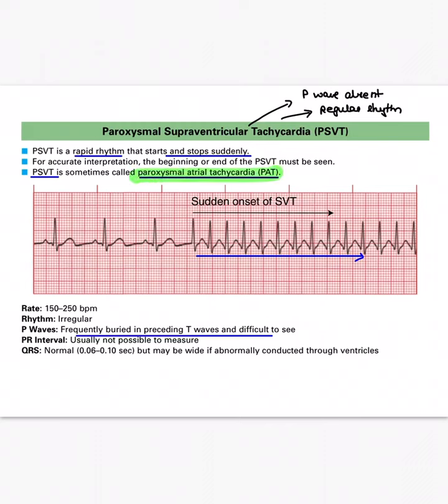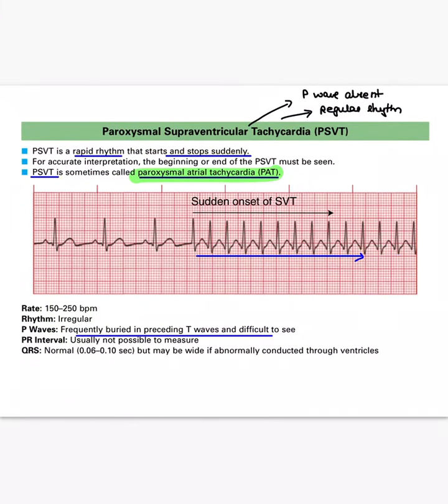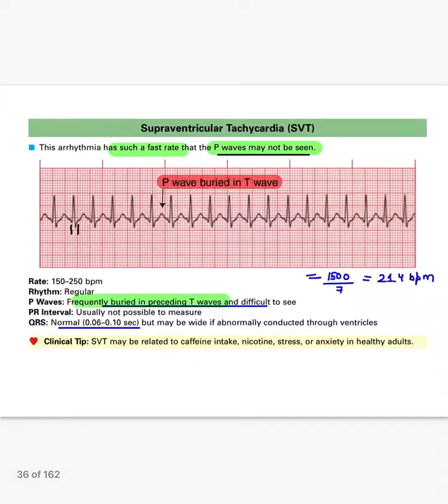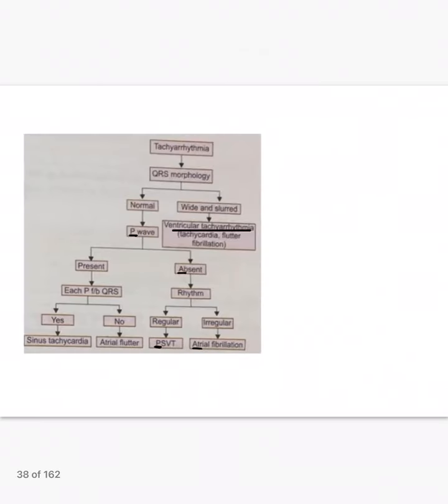See what happens here. Here the rhythm, initially it's regular, then it becomes irregular. So the rhythm is irregular, and here the P waves are absent. Are you able to find the P wave? No, it has got merged. So this was important. Here the P waves got merged. So that is paroxysmal supraventricular tachycardia. What you need to know is that the P wave is absent. That is important in paroxysmal supraventricular tachycardia.